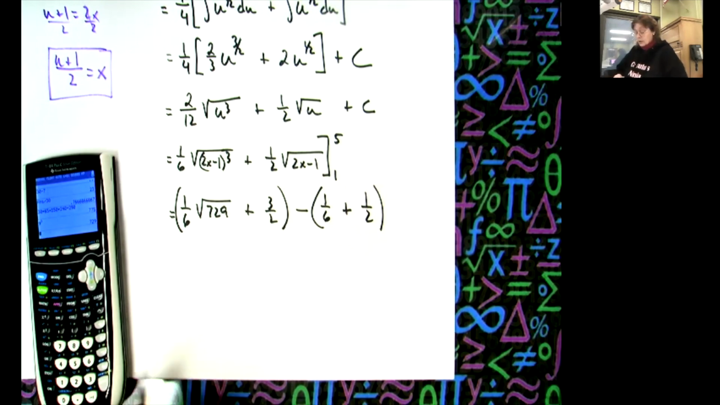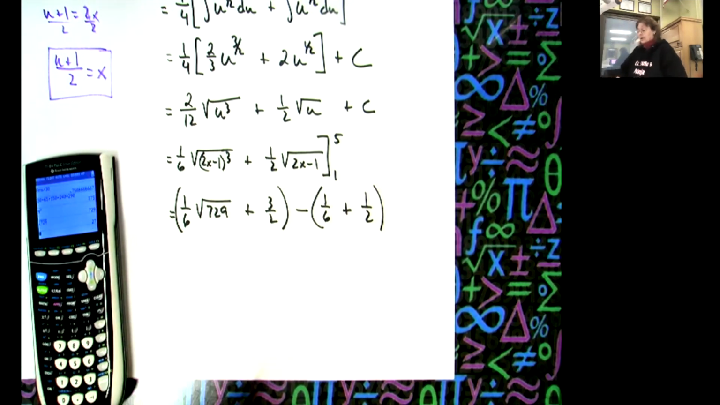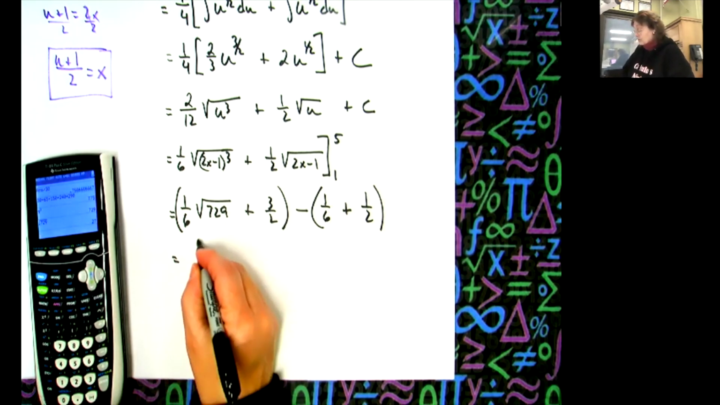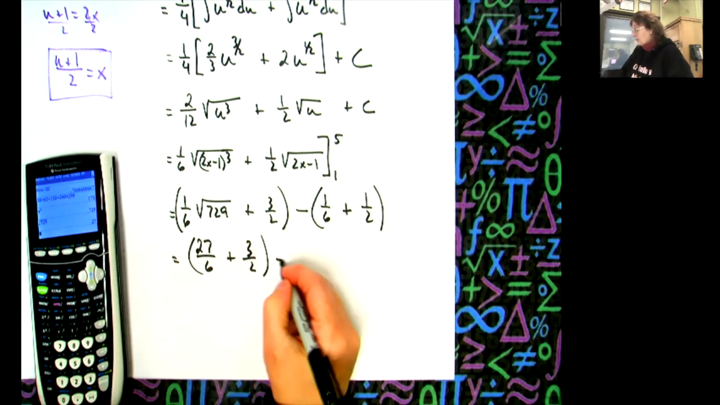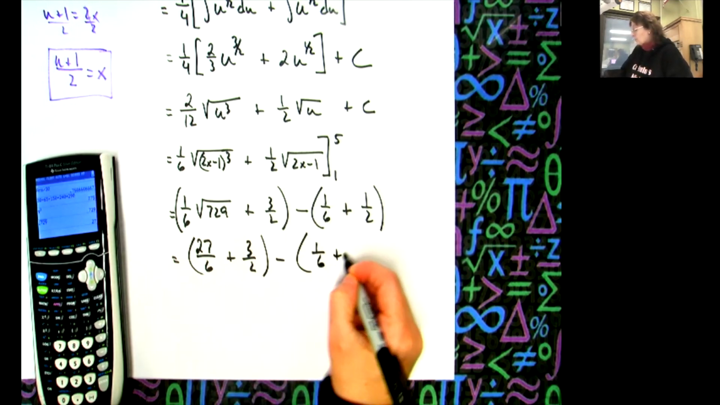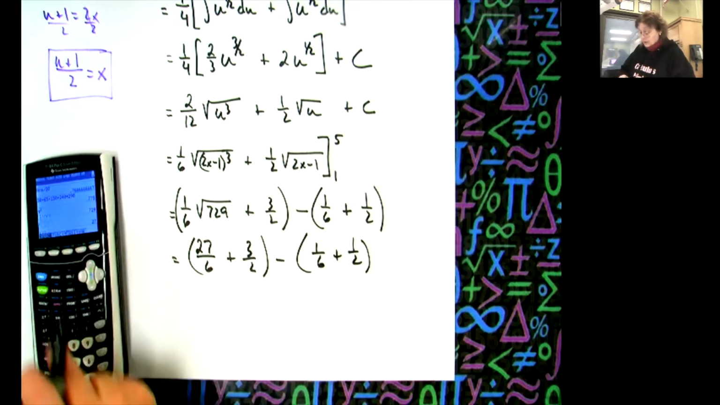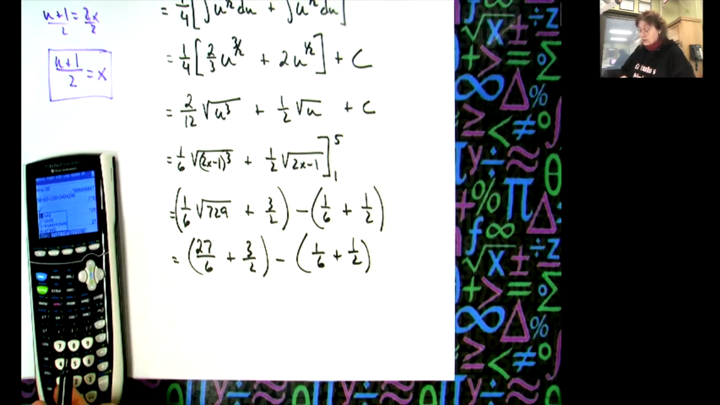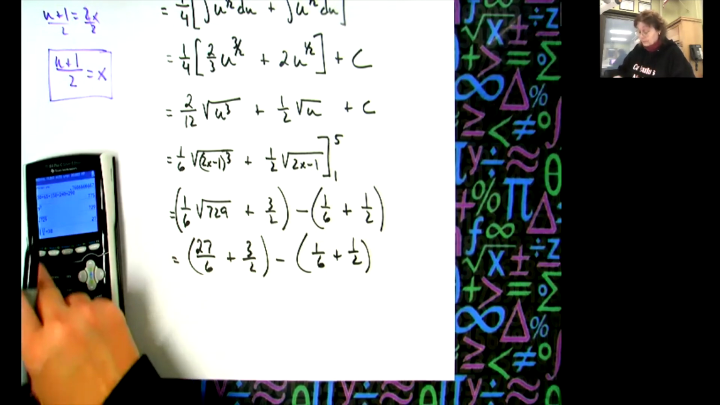Okay, that should be good. Now, let's hope that the square root of 729 turns out to be a nice number. It does, 27. All right, so this is 27 over 6 plus 3/2 minus a 1/6 plus a 1/2. All right, total calculator at this point. I am curious to see if I have not screwed this up, because you guys are not really helping me very much at all.